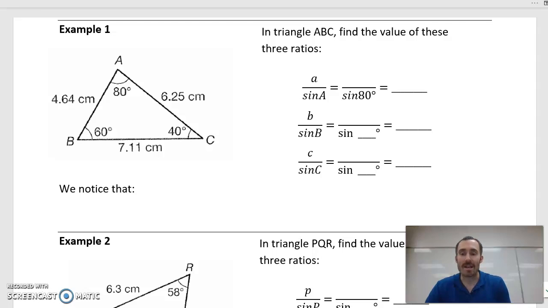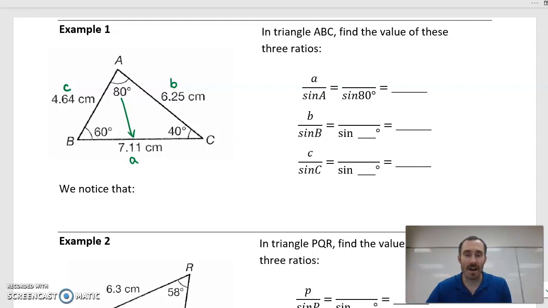So we've got angle A is 80 degrees, angle B is 60 degrees, angle C is 40 degrees, and then we're given all these sides as well. Now we're going to name the sides because that's important for the sine law. The convention is that in a triangle with its corners named as such, the sides are named with the corner that's opposite them. So this 7.11 centimeter side, that's side A, little a. The big A is the angle, the little a across from it is the side that's across from it. Angle B is 60 degrees, that makes 6.25 side B, little b, and 4.64 centimeters is little c.